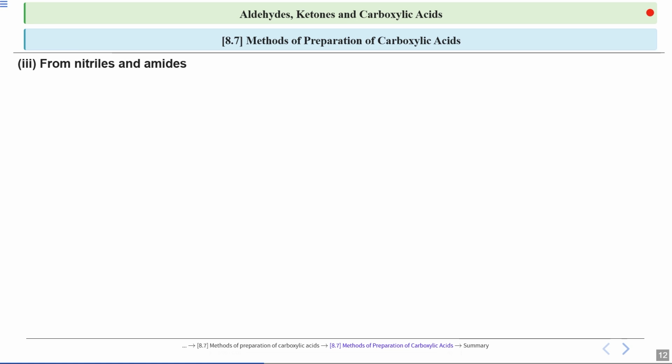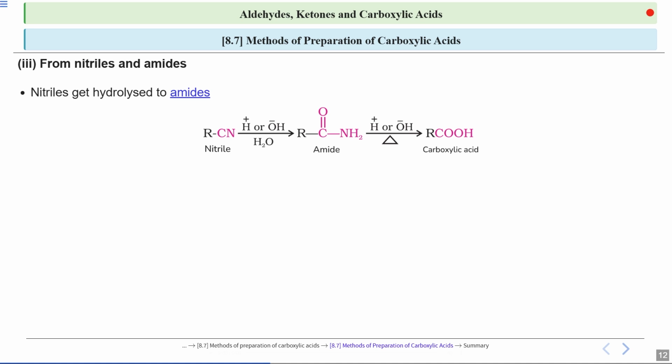Now the third method which we are going to see is from nitriles and amides. We will see how nitriles and amides can be transformed into carboxylic acids. Nitrile groups react with water under acidic or basic conditions, and the hydrolysis converts the nitrile to the amide. You have the nitrile, R, C triple bond N, which is hydrolyzed to get the amide, R, C double bond O, NH2. This is often an intermediate stage if reaction conditions are mild.